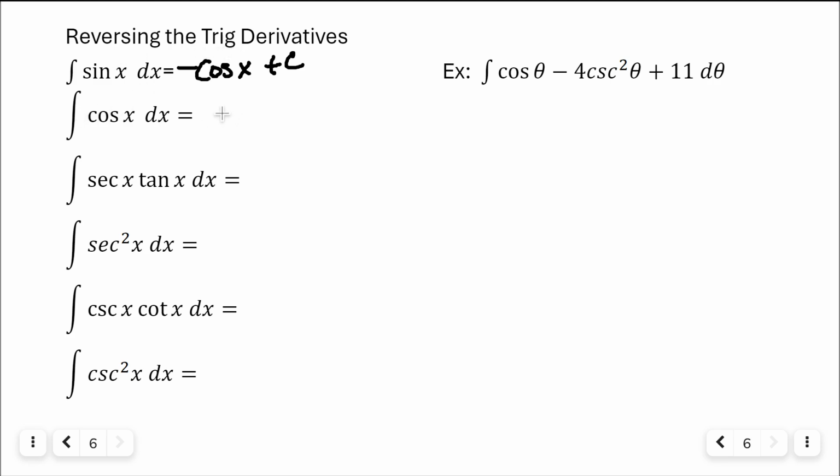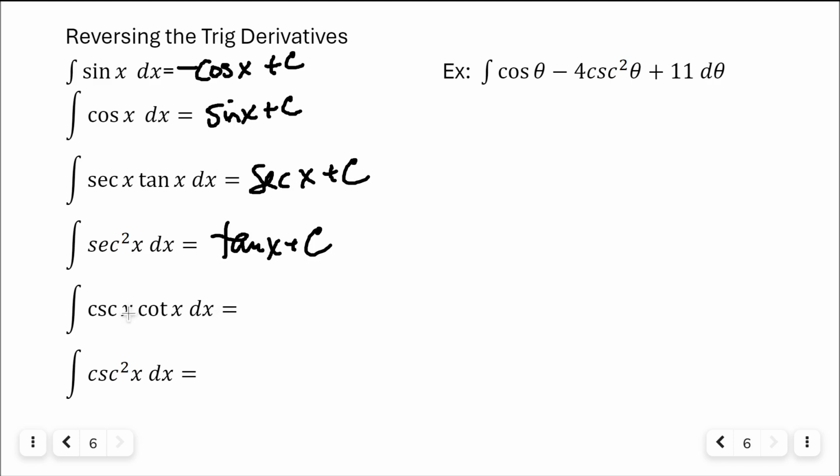The integral of cosine: whose derivative is cosine? Well, just sine. The derivative of sine is cosine. That's the answer. Whose derivative is secant x tan x? Well, that's just secant. The derivative of secant is secant tan. Correct. What's the integral of secant squared? Tangent. The derivative of tangent is secant squared.